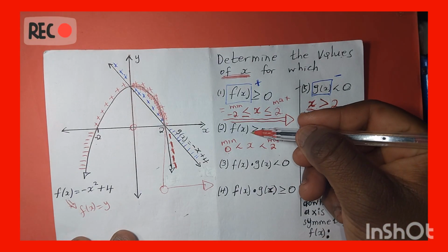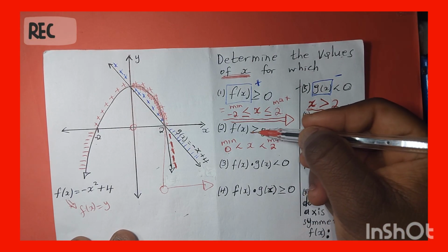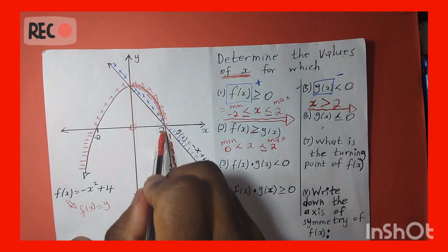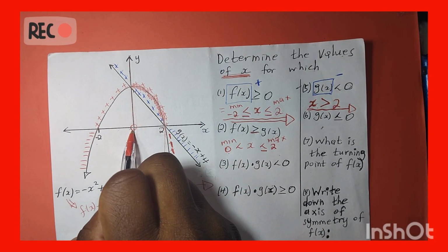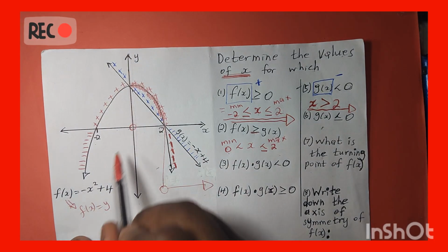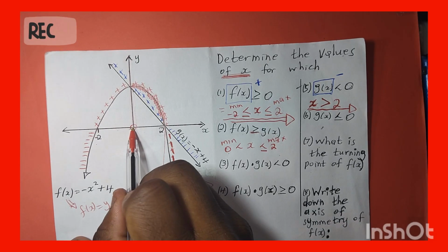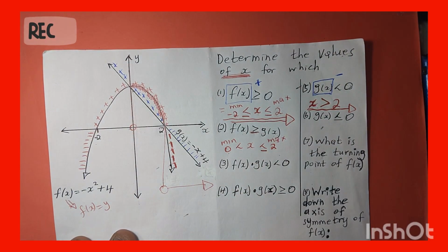But because, guys, here we've got an equal sign. What does that equal mean? It means that the graph only touches at 2. Do you see? Those two graphs touch at 2. They don't touch at 0. So no need for you to put equal for 0. You will only put it here.